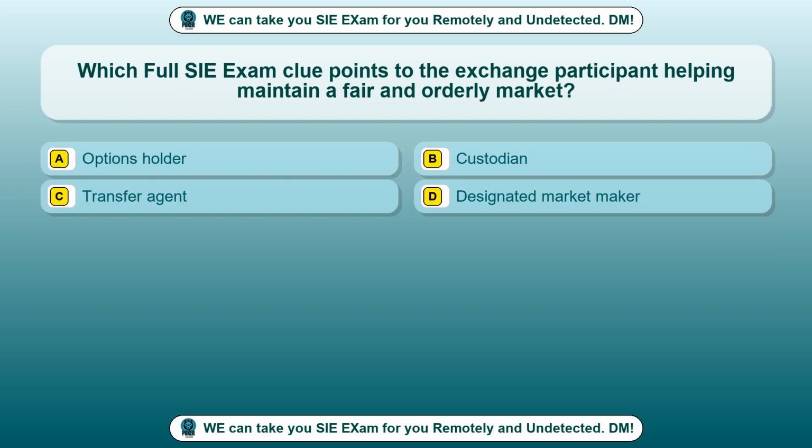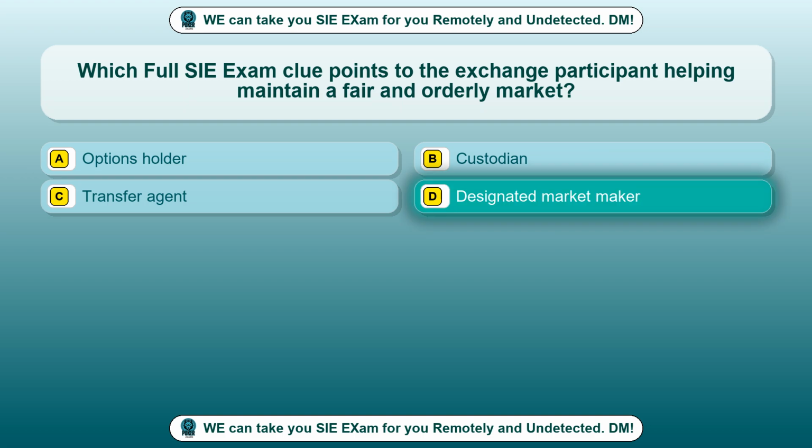Question 30. Which full SIE exam clue points to the exchange participant helping maintain a fair and orderly market? Option A. Options holder. Option B. Custodian. Option C. Transfer agent. Option D. Designated market maker. The correct answer is option D.